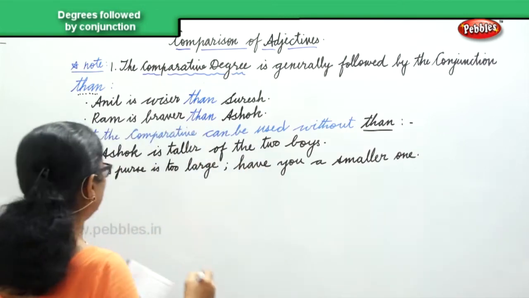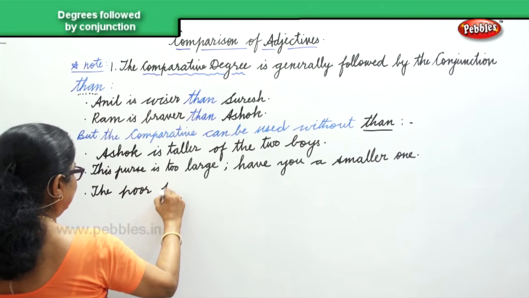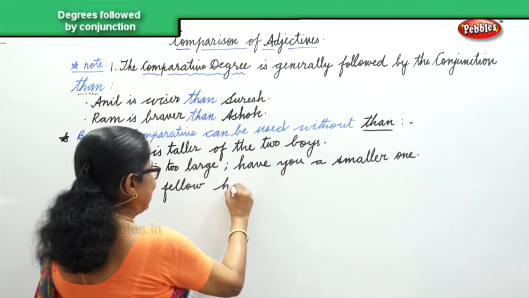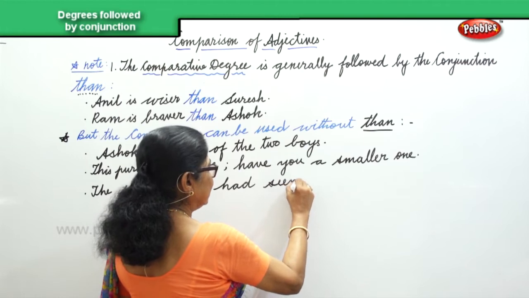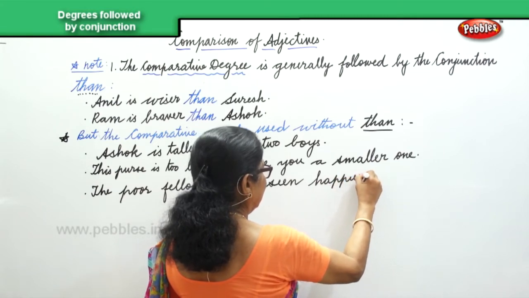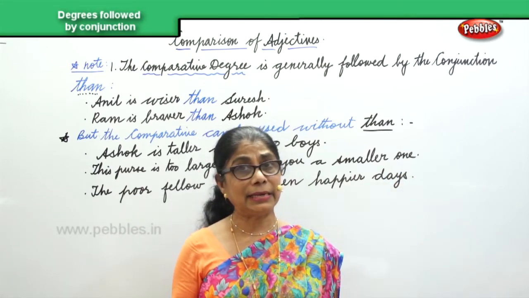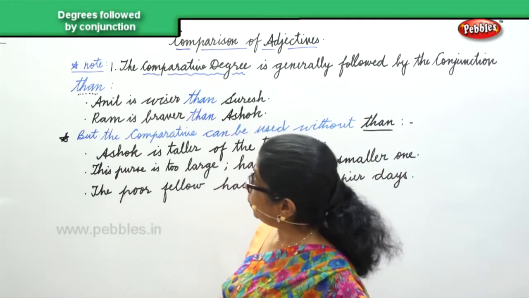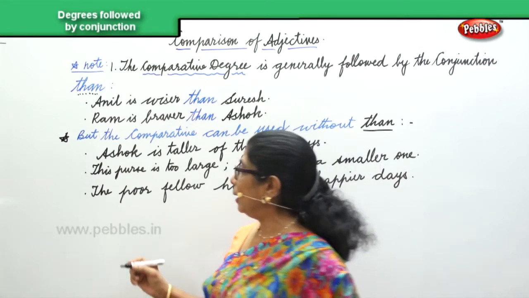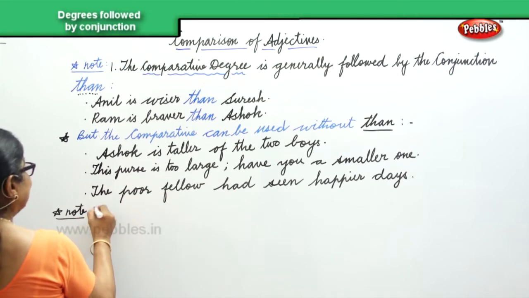The third sentence, the poor fellow had seen happier days. In all these three, we have left out than. But the sentence is perfect. Now, that is one. Now let's look at another one. In the second one, let's note what's happening here.